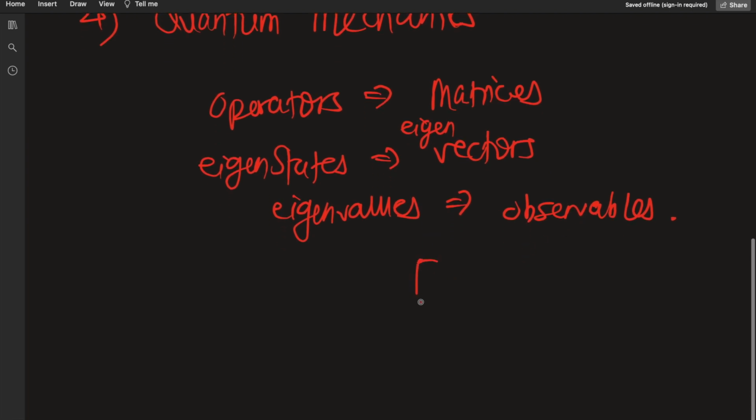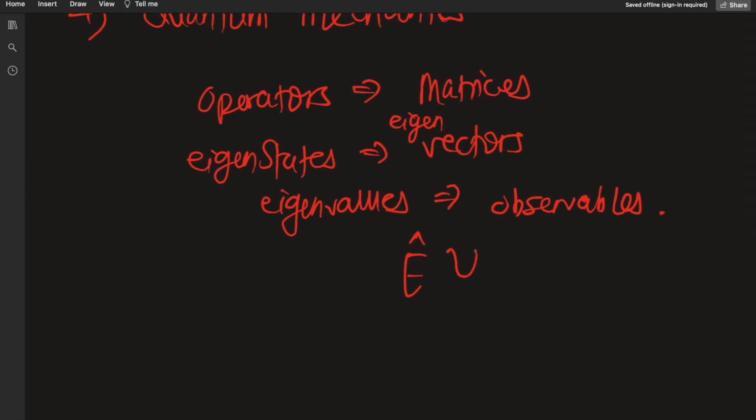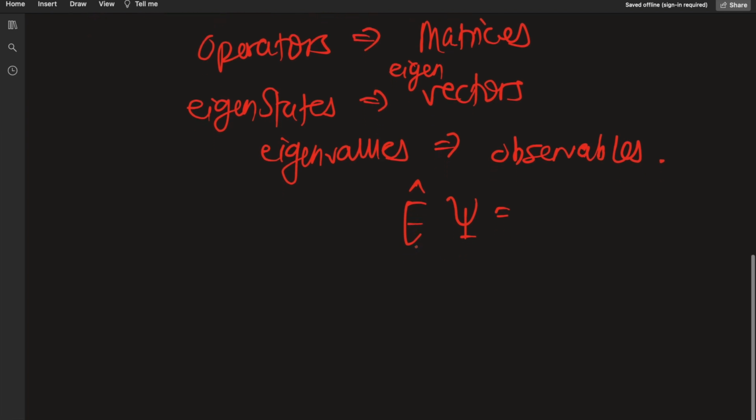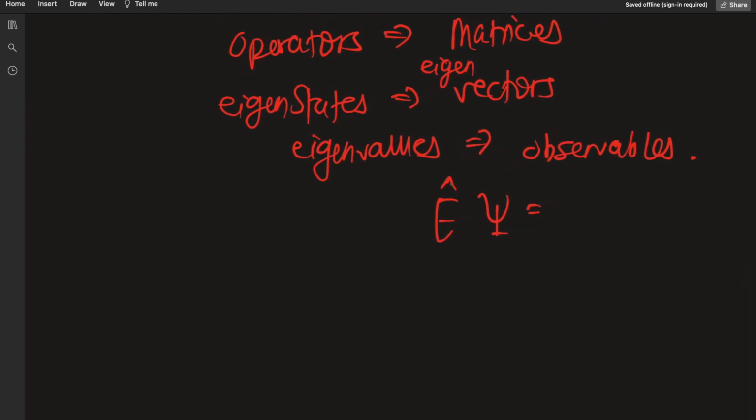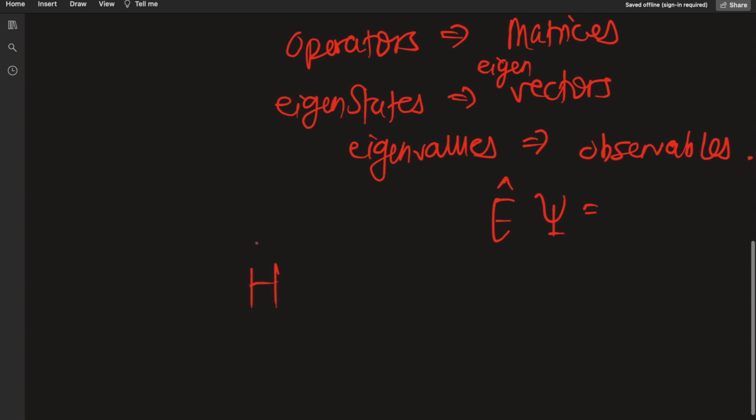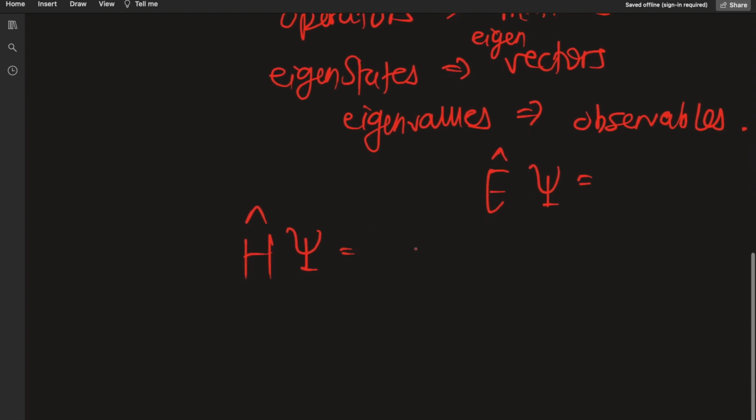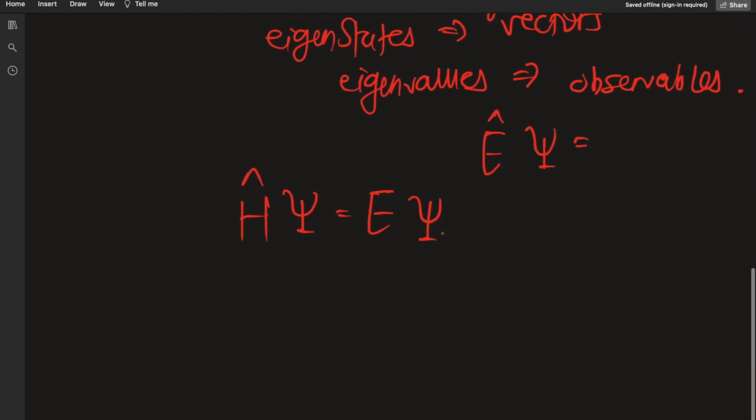All you have to do is, say you have this energy operator acting on a wave function psi. Let me put it in a better way. You have this Hamiltonian operator, which is like the total energy of a system. You apply that on some given eigenstate. You get the corresponding eigenvalue, which is the energy of the system, times this eigenstate. So this becomes an eigenvalue problem basically.